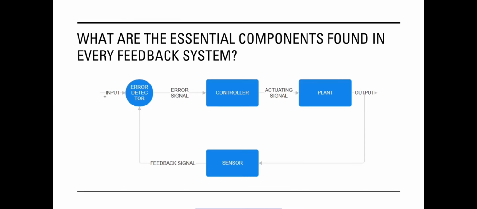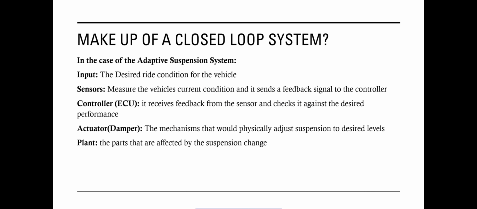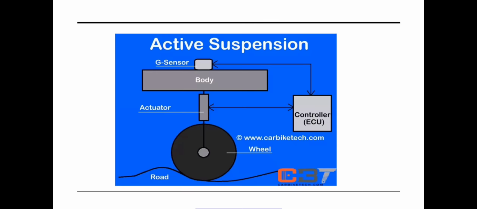What are the essential components found in every feedback system? Four main components would be the error detector, controller, plant, and sensor. Every closed-loop system is made up of the input, sensors, controller, which in the example would be the ECU, the actuator, which would be the damper, and the plant. In this system, we'll be focusing on an adaptive suspension system.